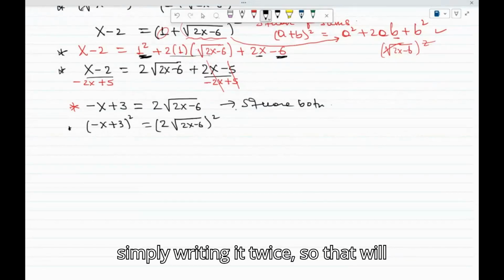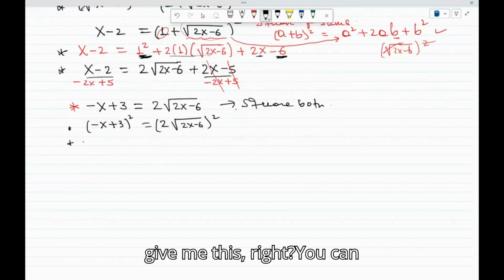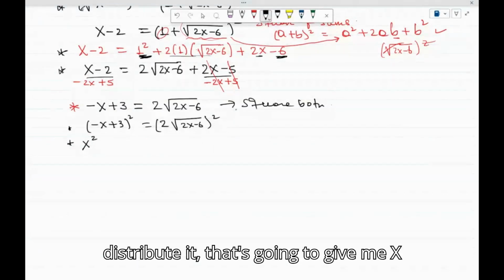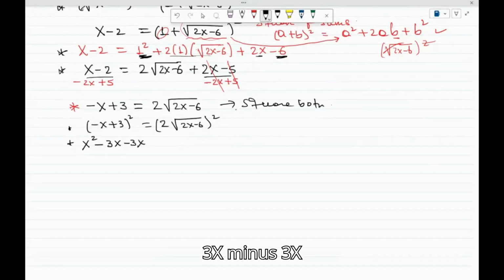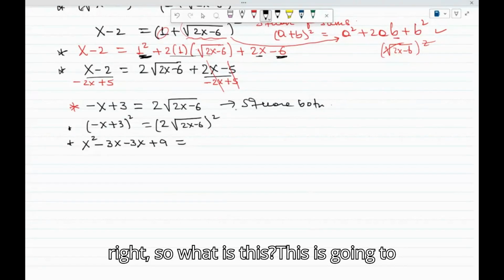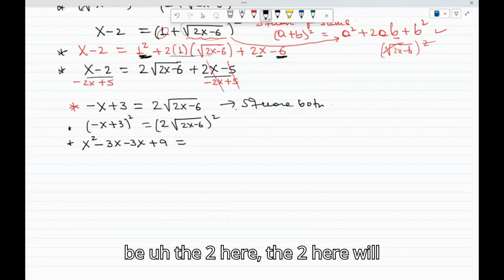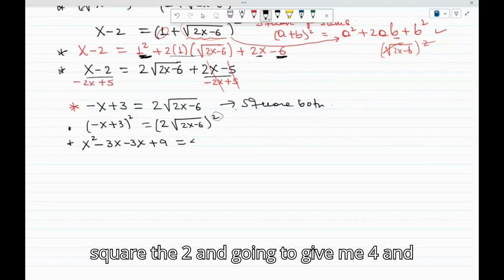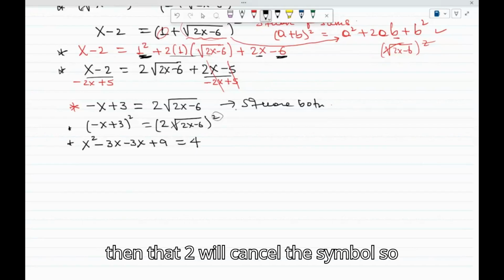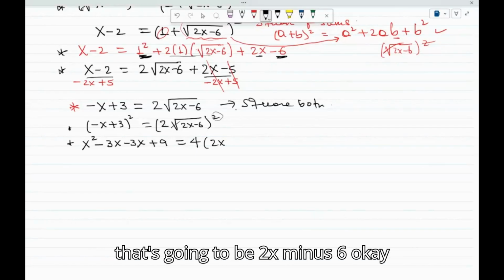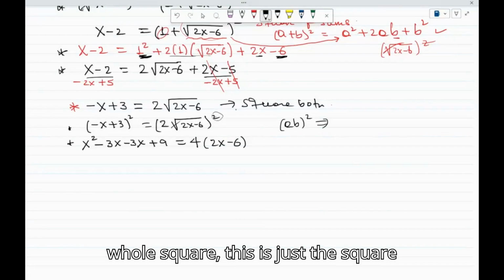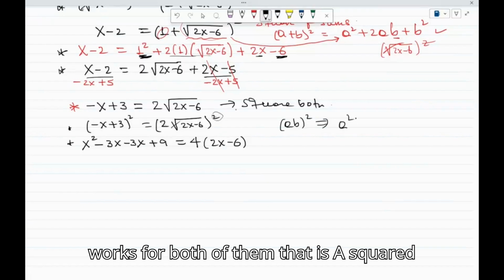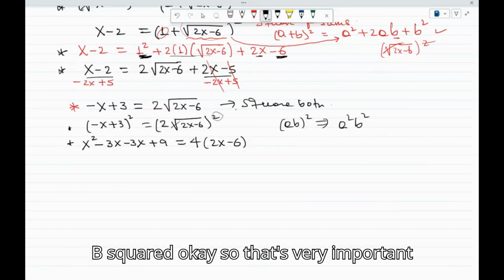Now the left side, minus x plus 3 the whole squared, is simply writing it twice, so that gives me this. You can distribute it. That's going to give me x squared minus 3x minus 3x plus 9 equals, on the right, the 2 gets squared to give me 4, and that square cancels the radical symbol, so it's 2x minus 6. Remember, if you have (ab) the whole squared, the square works for both of them, that is a squared b squared. That's a very important point here.